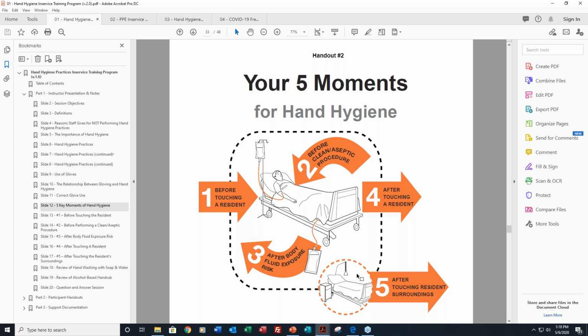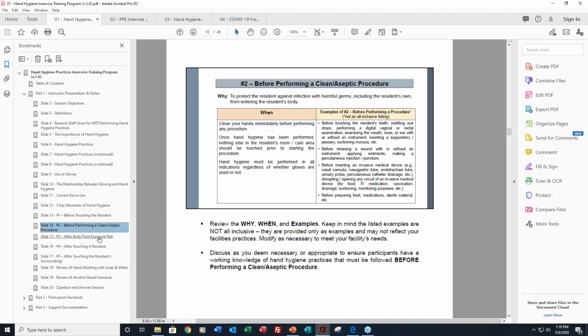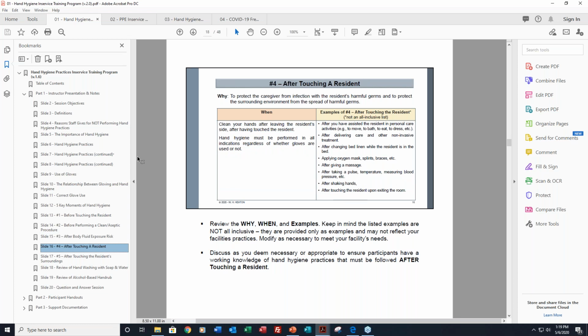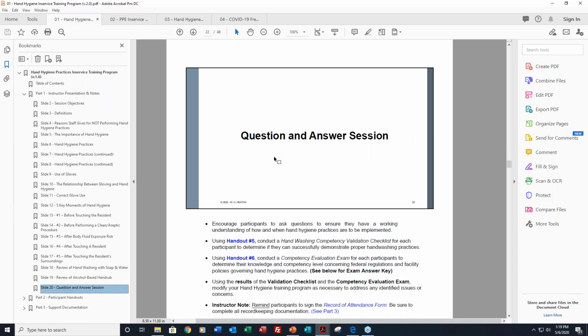So when you get to this slide, handout number 2 is that. You may not want to provide this particular handout to the staff, but you could print it and post it in work areas, which would be helpful. But all of the data's there, and it goes through all the key moments. It gives when you do that, and then it gives some examples. They're not all inclusive, but it goes through every one of those 5 components. And we're going to go back and look at this in another format in just a moment. So it has all of the data all the way down to your questions and answers.